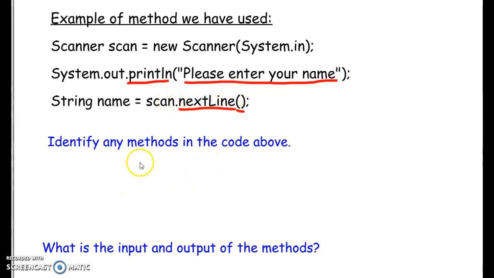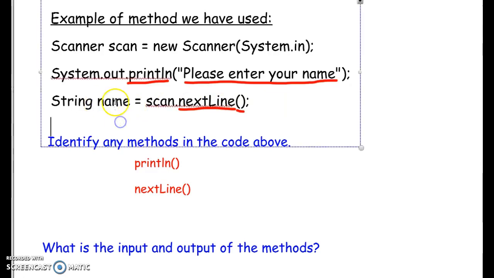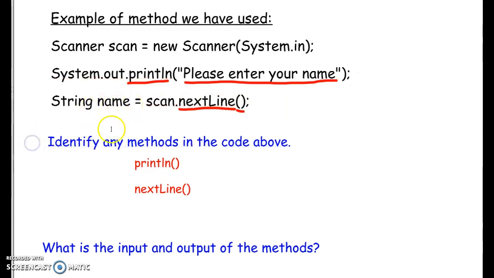All right, I guess I could type this out for you real quick. The println is the method, and the next line is also a method. Again, the input to println would be a string with no real output, and for next line there is no input, and the output is a string because we're storing it there in name.